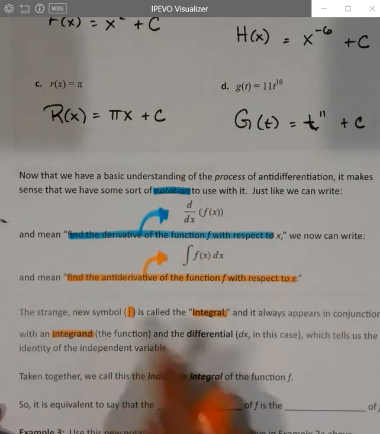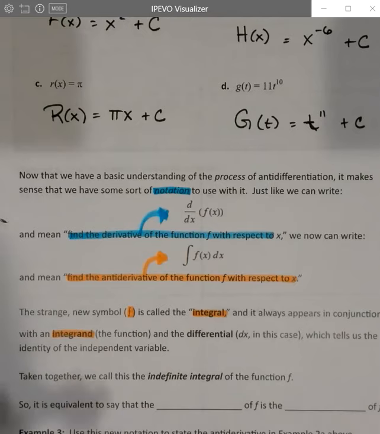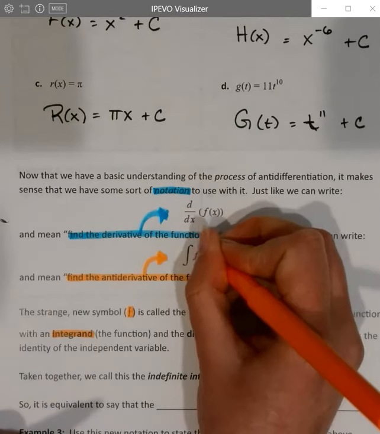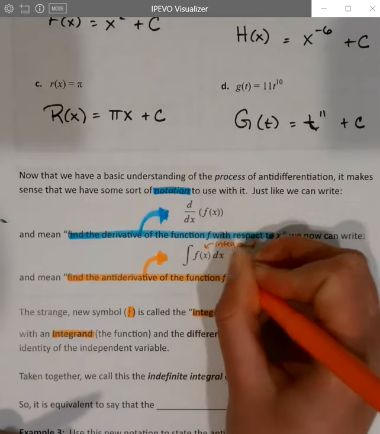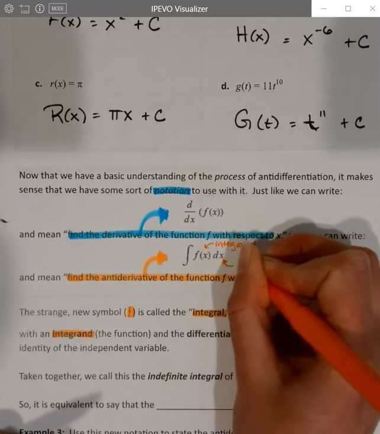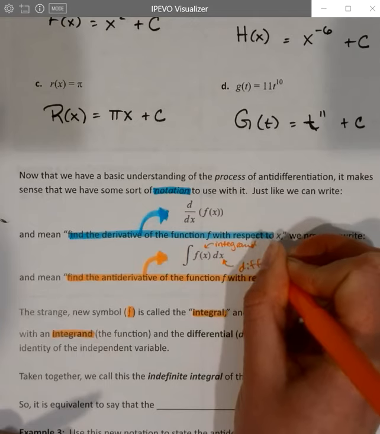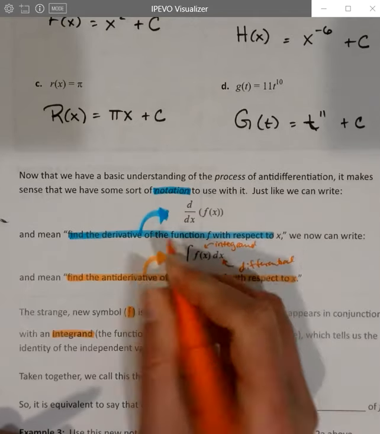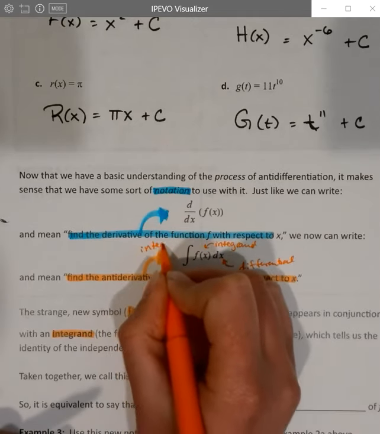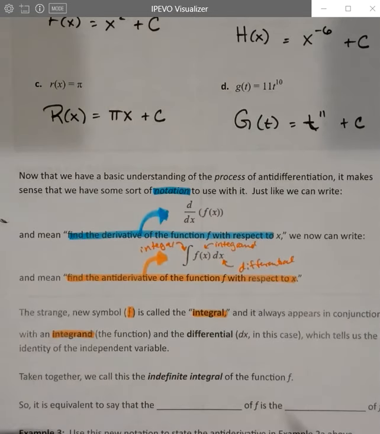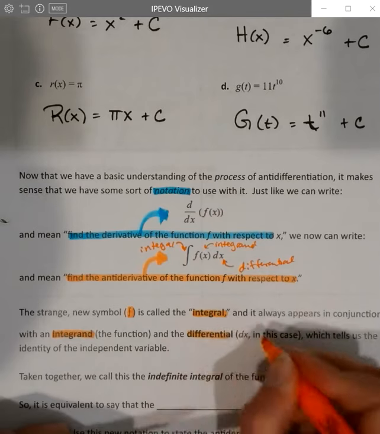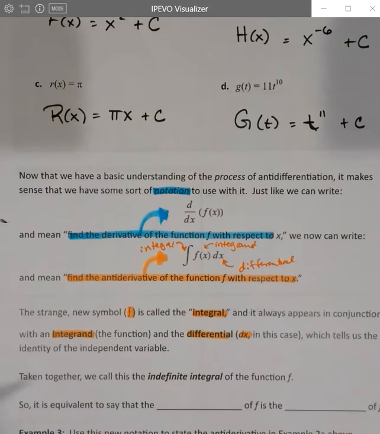So that's the function. So I'll start labeling. We have our integral. f of x right there is our integrand. And the differential. Okay, and then, of course, we called the symbol itself the integral. So we have the integral, the integrand, and the differential. So the differential, which in this case was dx, is also important.